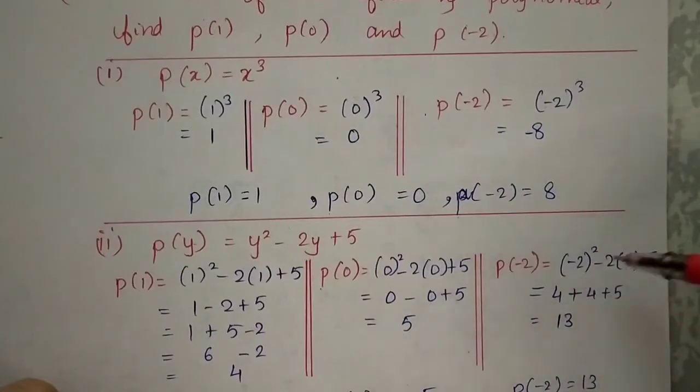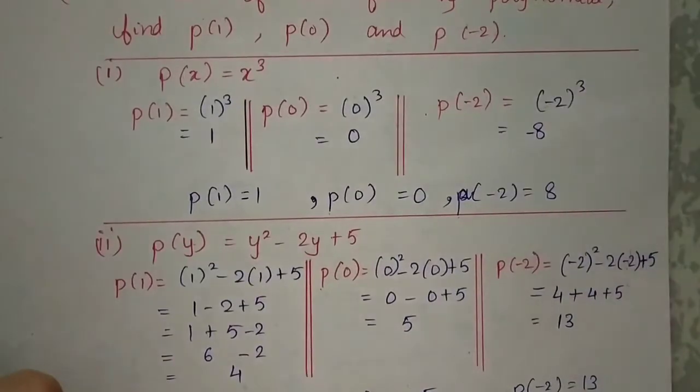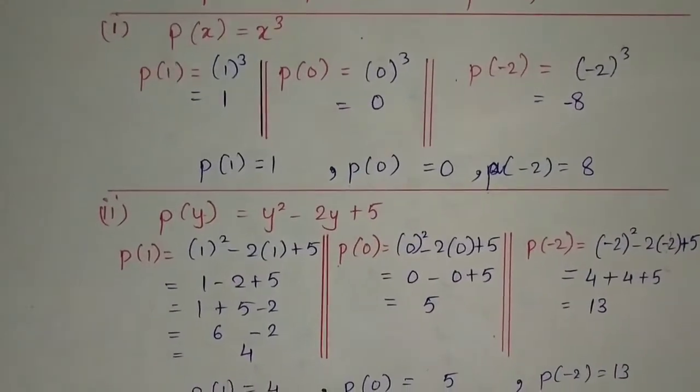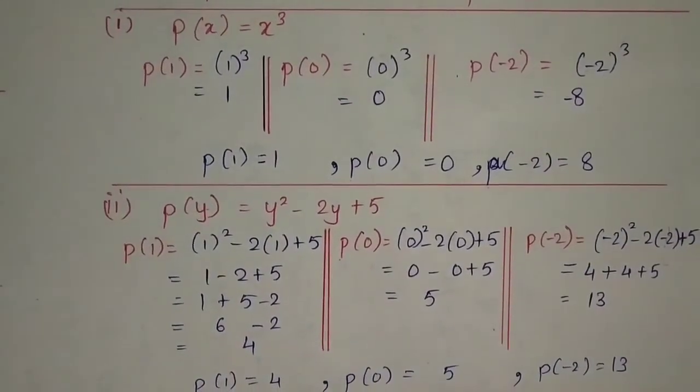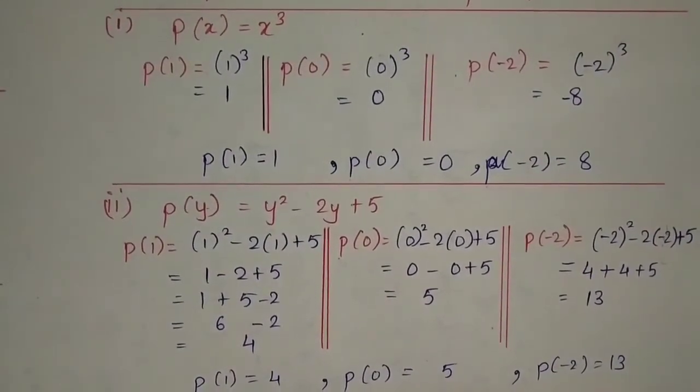2 square will be 4. Now this is multiplication: 2 2s are 4. Minus into minus is plus. This is plus 5. So 4 plus 4 is 8, and 8 plus 5 is 13. So we have written the final answers. P of 1 is 4, P of 0 is 5 and P of minus 2 is 13.